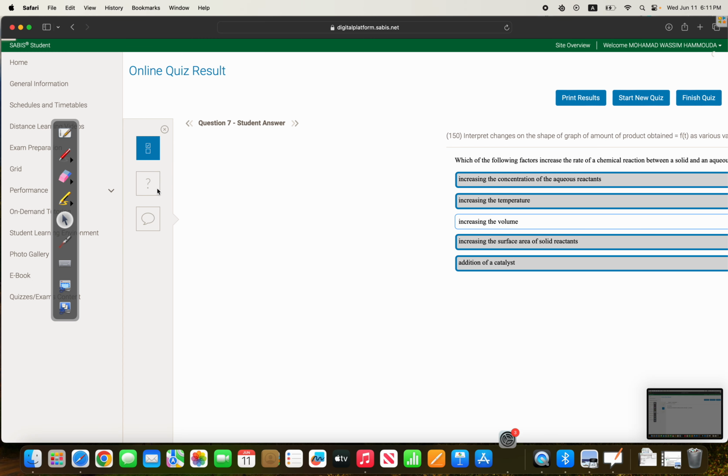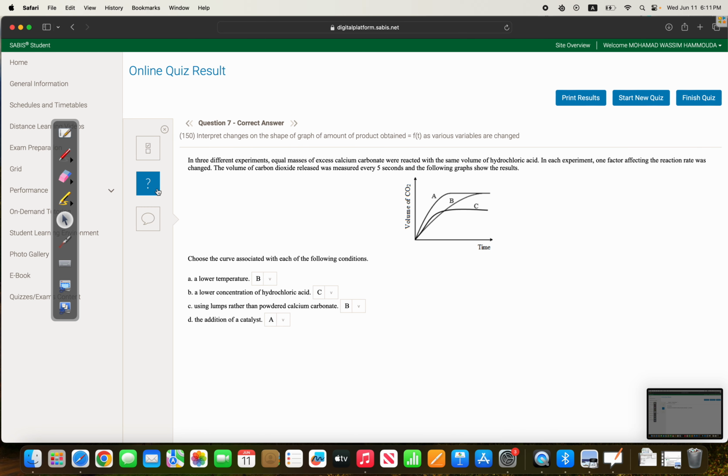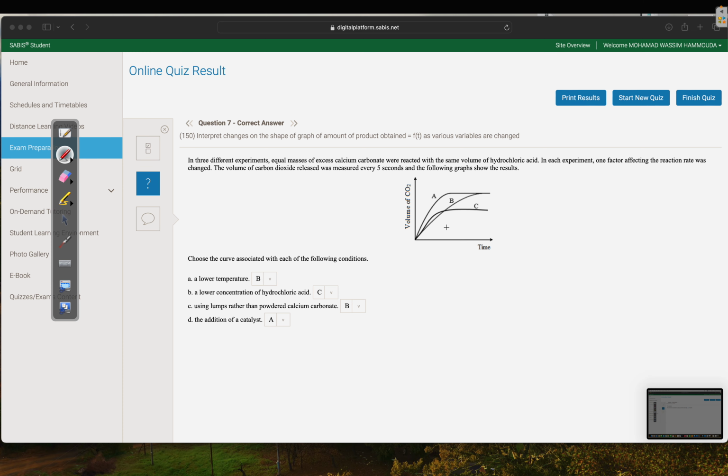Number 7. In 3 different experiments, equal masses of excess calcium carbonate were reacted with the same volume of hydrochloric acid. In each experiment, one factor affecting the reaction rate was changed. The volume of carbon dioxide was measured every 5 seconds, and the following graph showed the results. Okay, first of all, let's start with C. If it's lower than everything else, it always has to be a lower concentration of reactants. Okay, so now we know that B is lower than A.